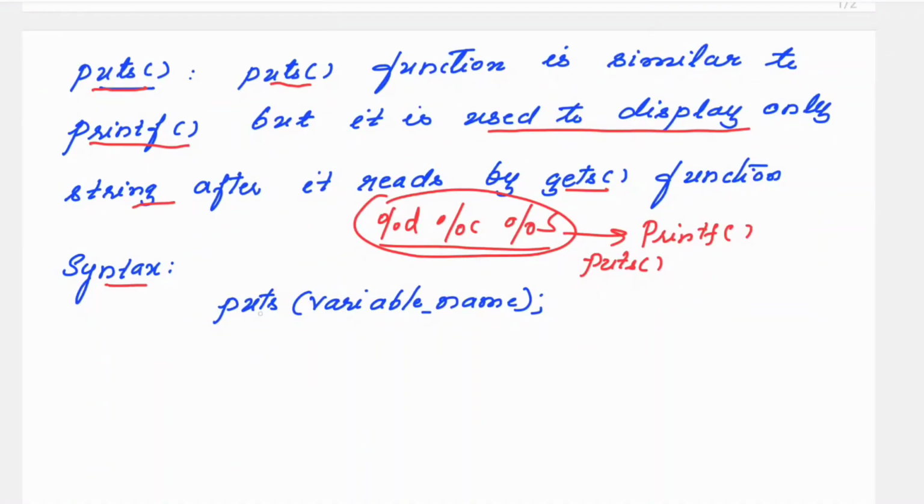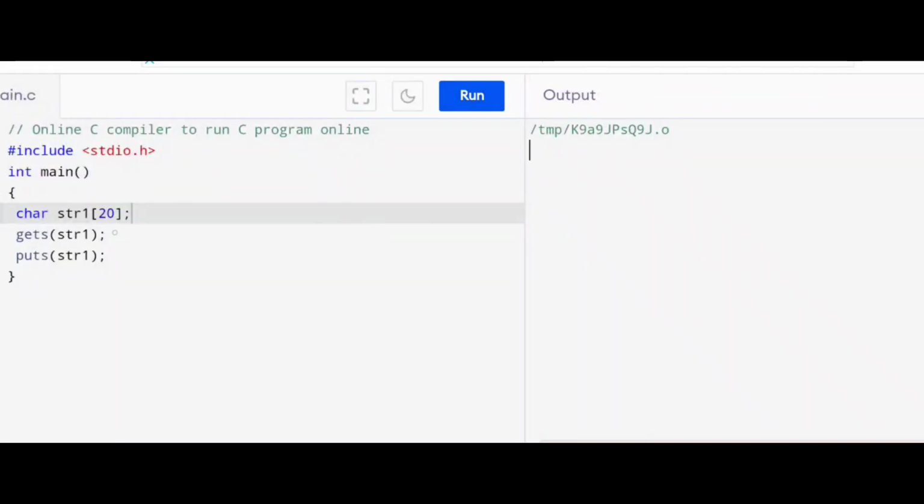And what is the syntax for puts? Whatever variable you declare for the gets function, the same variable you use here for the puts function. So this str, whatever I am declaring here for puts and gets, is an array declaration. Let me show you one program here, to demonstrate the use of gets and puts.